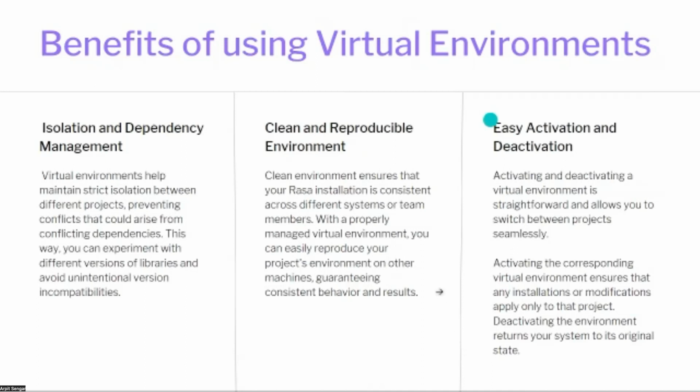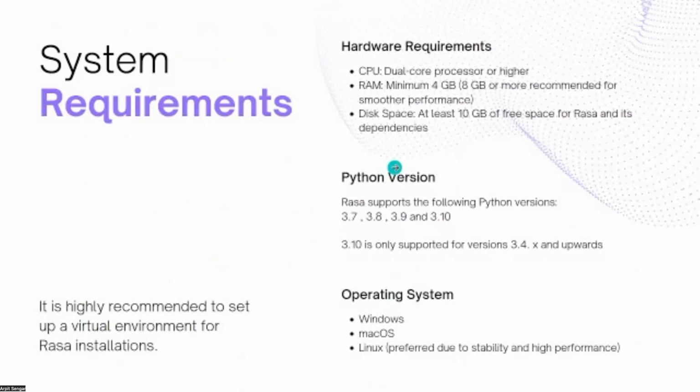After this, let's discuss the system requirements. To install Rasa on your system locally, you need a minimum dual-core CPU, and the RAM should be a minimum of 4 GB, but it is recommended to have more than 8 GB of RAM. For disk space, you should have at least 10 GB of free space for Rasa and its dependencies.